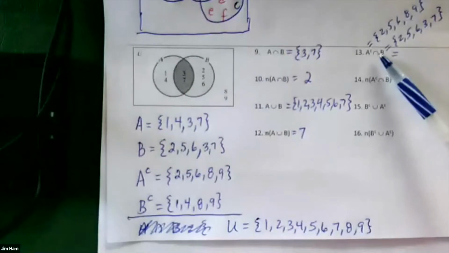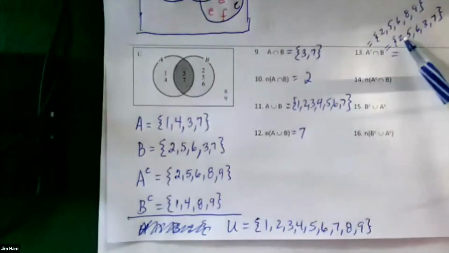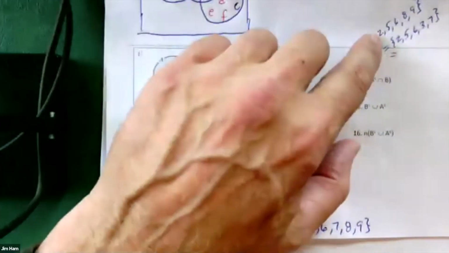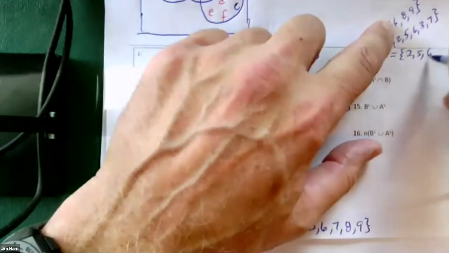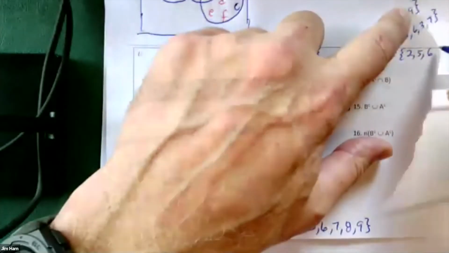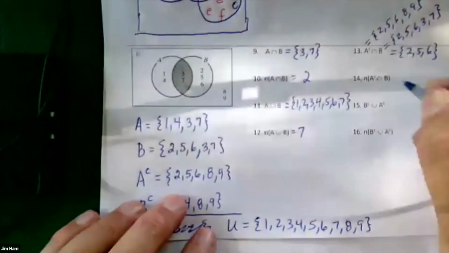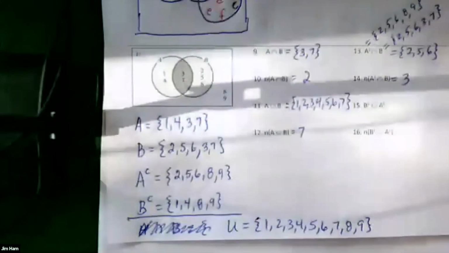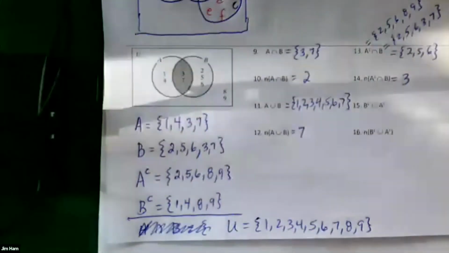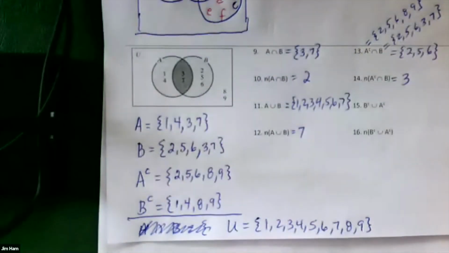The intersection means we're looking for elements that are common to both A complement and B. So which elements are common to both? 2? Yes. 5? Yes. 6? Yes. 8? No. 9? No. So 2, 5, 6 are common to both. And the number of elements in that set in number 13 is 3. So we're going back again between listing the elements and identifying the number of elements in the set. Okay, go ahead. You try number 15 and 16.